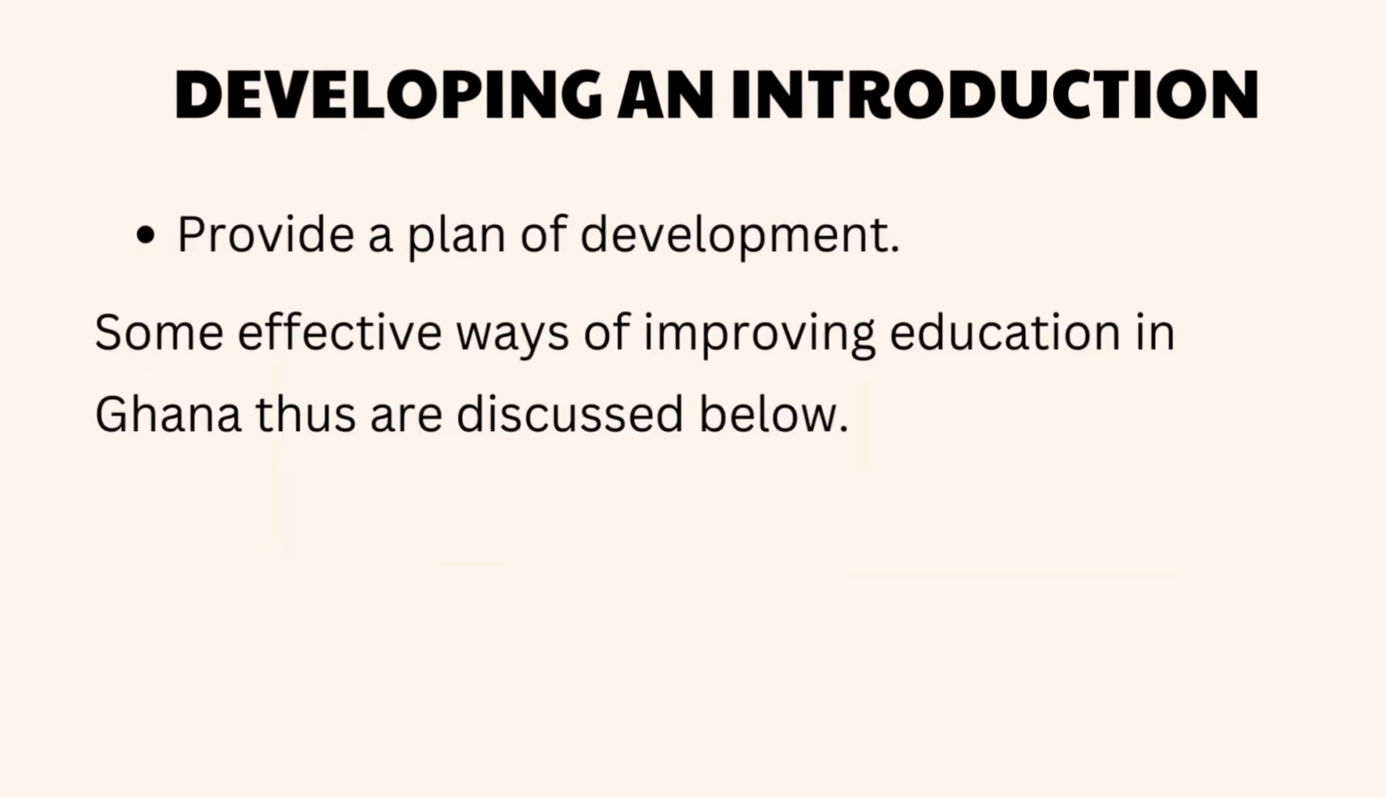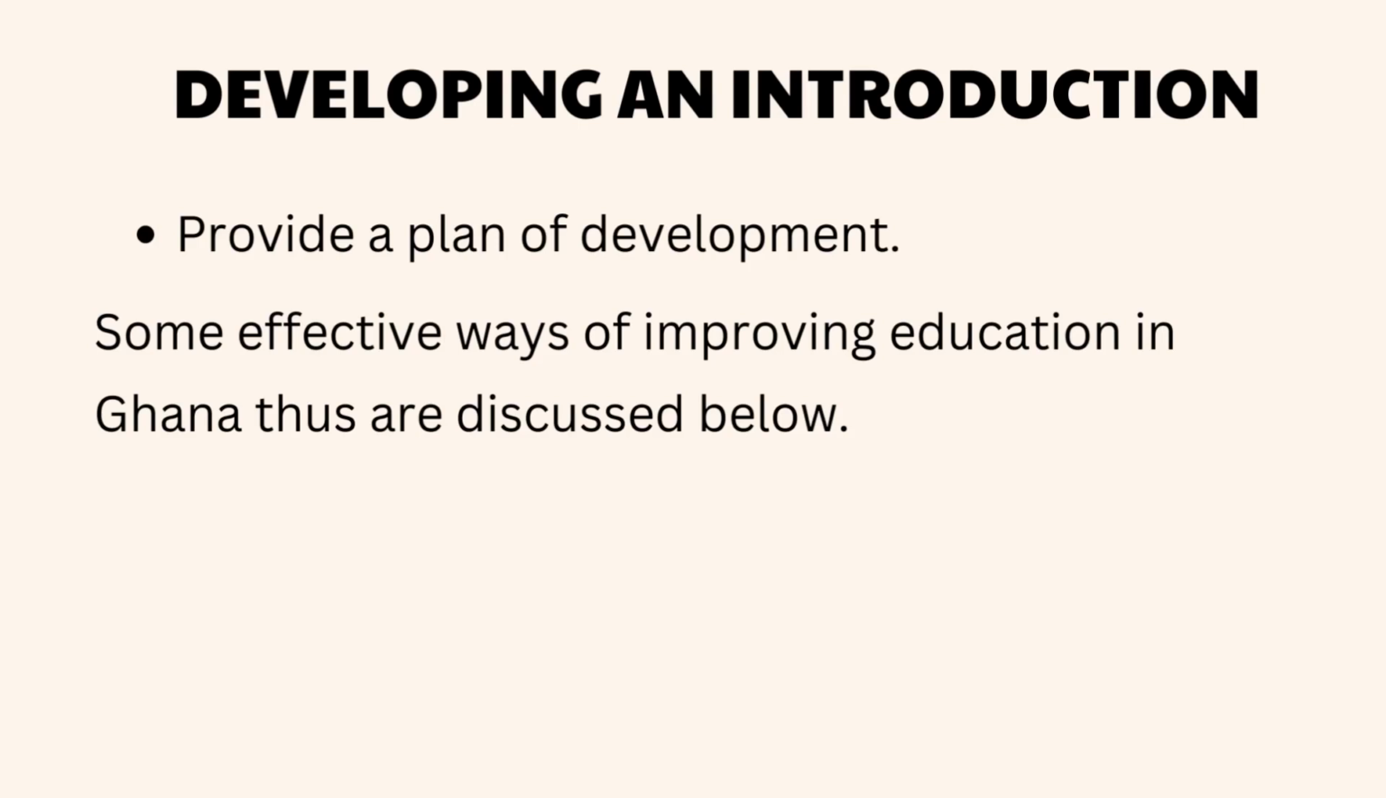And we move on to step 4, which is by far the easiest of the steps. And it is that you provide a plan of development. This is where you tell the reader what you are going to write about. You only need a sentence to accomplish this. In providing the plan of development, you could use words like discuss, highlight, outline, explain, elaborate, just to mention a few. Let us read our example. Some effective ways of improving education in Ghana thus are discussed below.